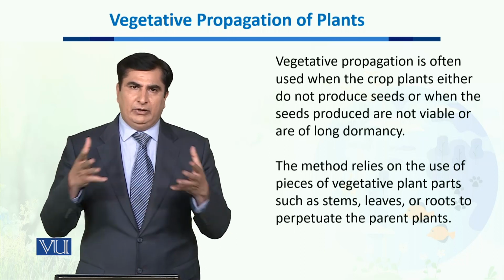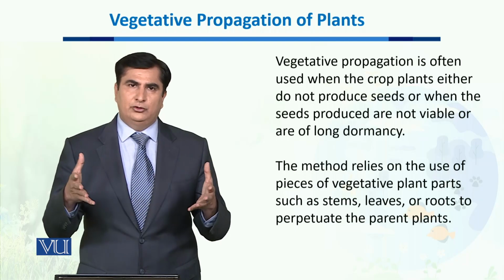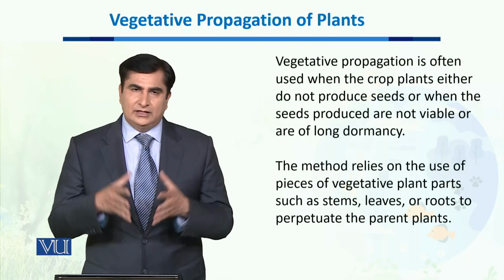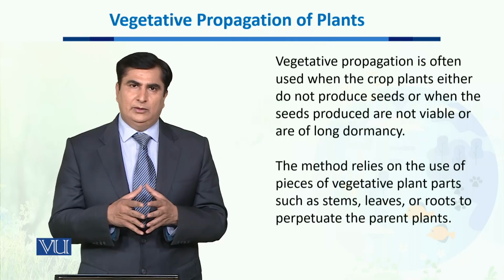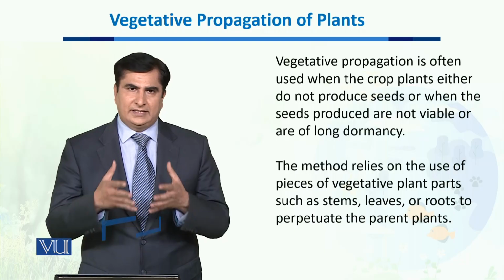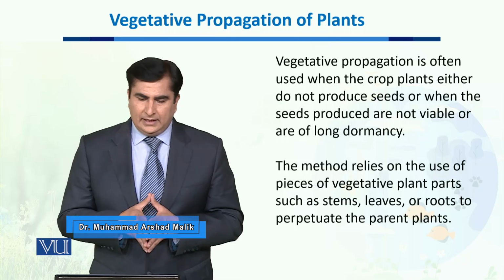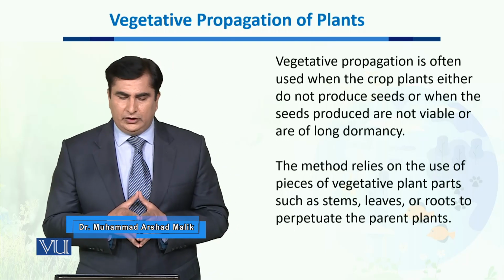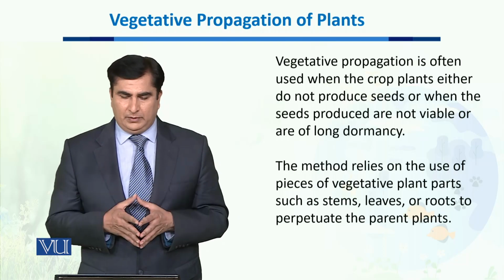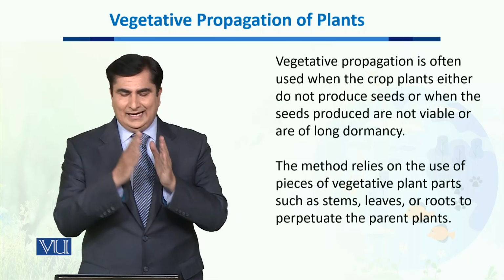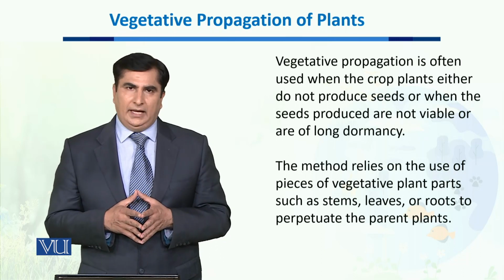Dormancy is a period of time through which seed remains dormant. It is unable to grow into a new plant. So under these conditions, there are mechanisms through which these plants can be propagated through vegetative means. Now, this method relies on the use of pieces of vegetative parts of these plants, such as stem, leaves, or roots, to perpetuate the parent plant.